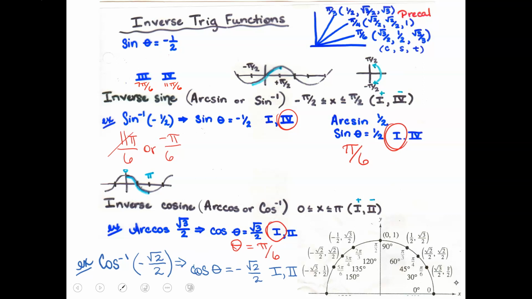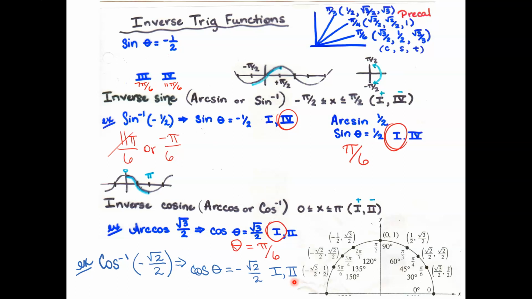All right, look at one more of those. So inverse cosine of negative square root of 2 over 2. That means that cosine is equal to negative square root of 2 over 2, and I only have first and second quadrants to choose from. Again, I get all of that from the definition of inverse cosine.